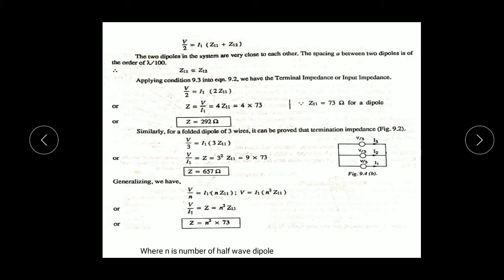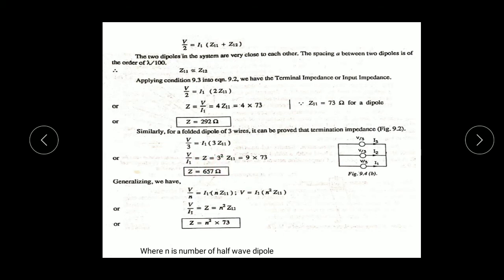But a standard dipole antenna has an input impedance of 73 ohms. So we put Z equal to 4 times 73. The total impedance of the folded dipole antenna in the case of two elements is 292 ohms. This is the input impedance of the folded dipole when we use two dipoles. If we use three dipoles, the total impedance is 9 times 73, which is 657 ohms.